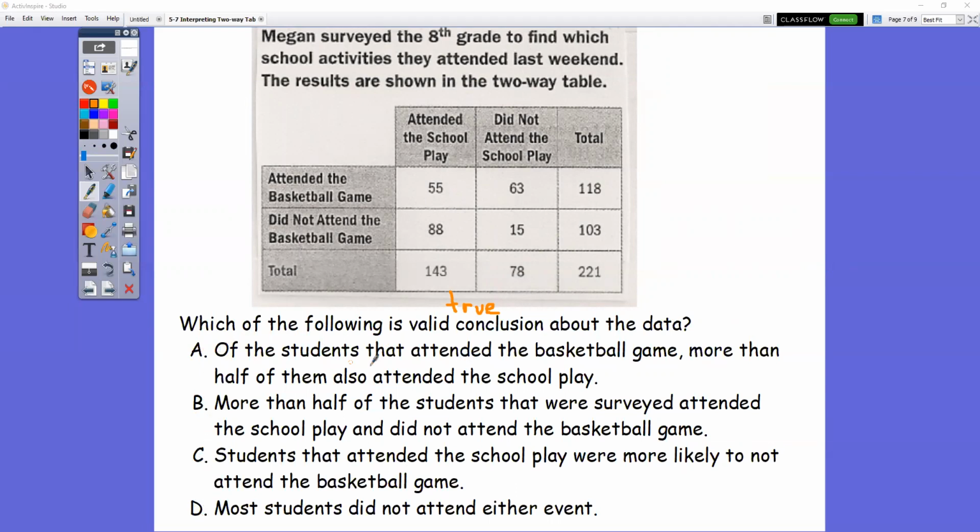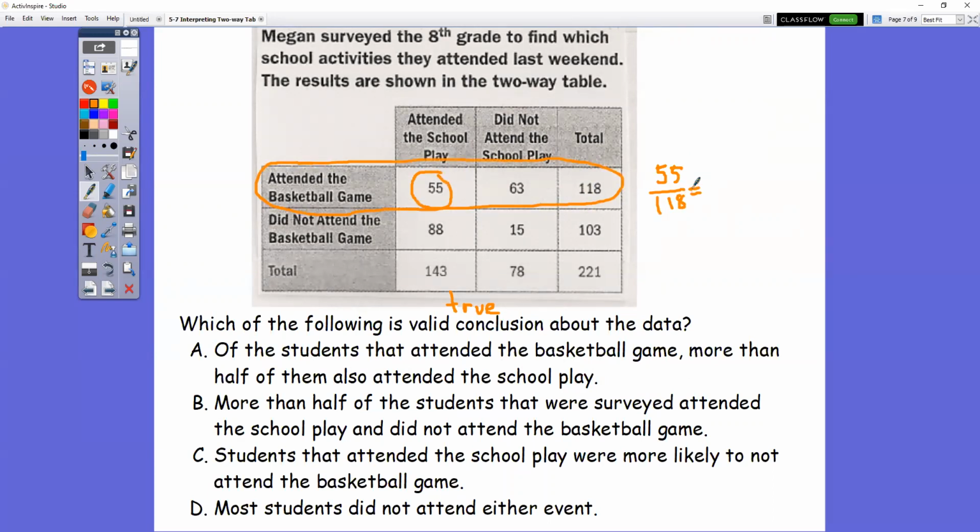So let's take a look at A. Of the students that attended the basketball game. So out of the students that attended the basketball game, that's what I'm circling right now. More than half of them also attended the school play. Is 55 out of 118 more than half? Well, if we do 55 out of 118, let's see what percent we're going to get.